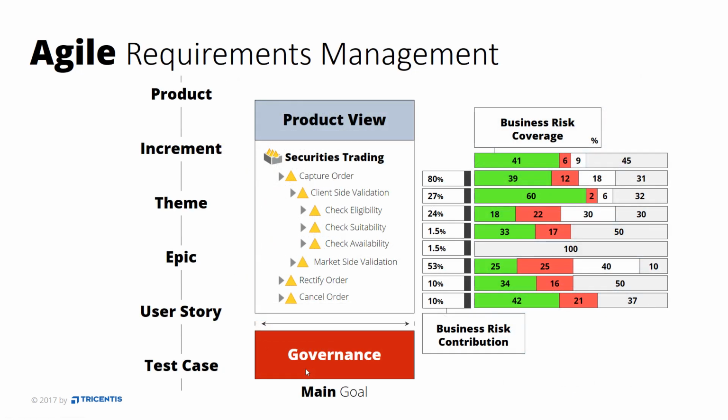The Agile requirements management, I think many of you know this already. It's about the risk-based weighting, it's about the requirement section in Tosca, where you really can see in the product view what is covered at how many percent, and this is based on the risk you have weighted. So like the client-side validation is covered for only 27%. And here you will see like 60% are green, 2 are red, and 6 are white, and so on.